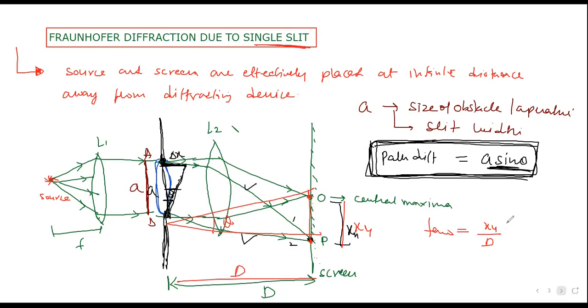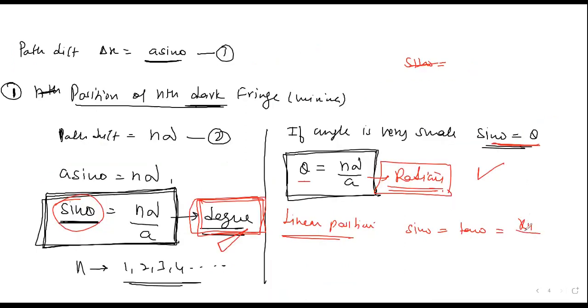Yes. So let's replace here. xn means the linear distance of the nth dark fringe, by the distance of the screen D. This value we put in the formula sine theta equal to n lambda by A. Sine theta we call tan theta because they are very small angles, so it becomes xn by capital D equals n lambda by A.